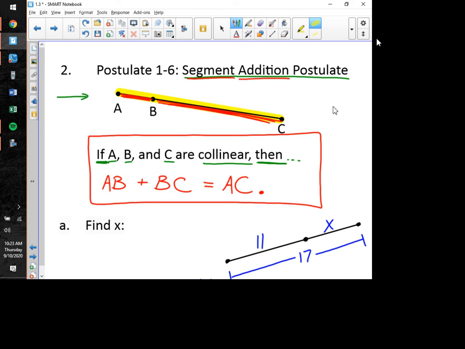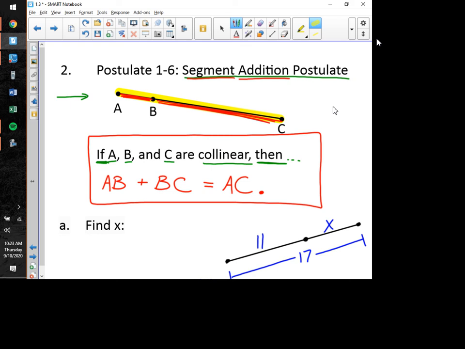And as I said, we're going to use this one a lot throughout Chapter 1. If A, B, and C are collinear, then the measure of AB plus the measure of BC is equal to the measure of AC. But it only applies if the 3 points are collinear.